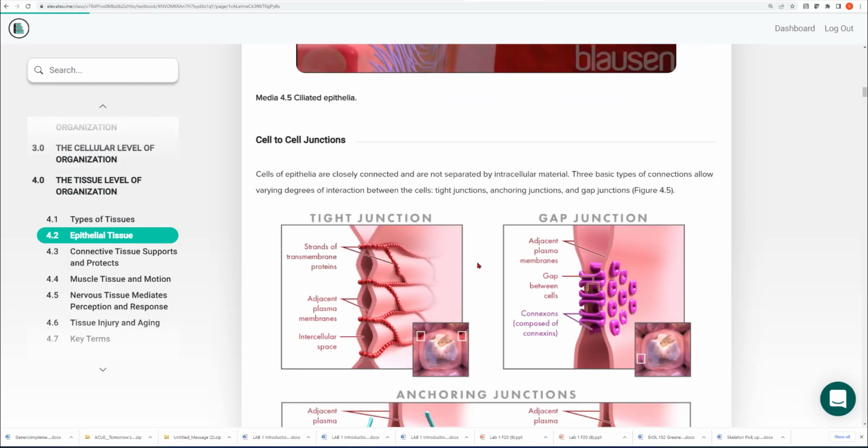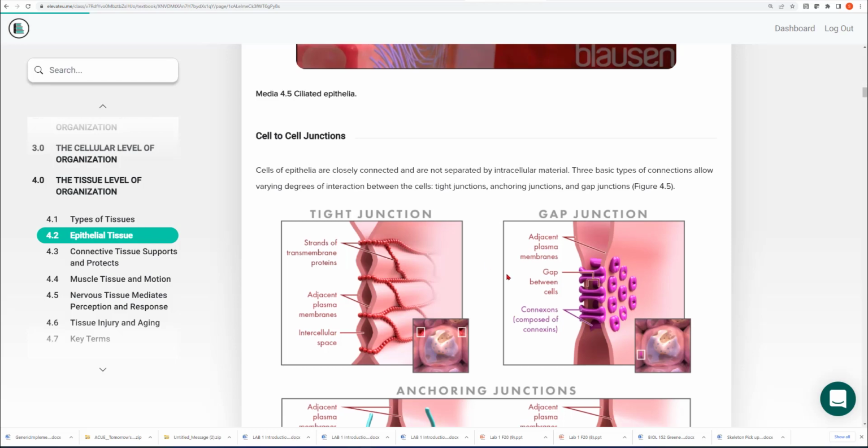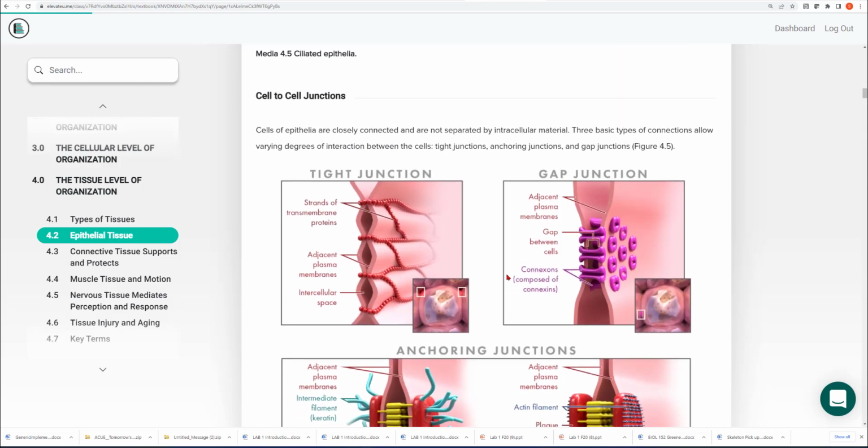So how do the epithelial cells get connected to each other? What is it that holds them together tightly? There are a number of different cell-to-cell junctions. These are basically protein connectors that hold the cells together. In these pictures, what we're seeing are two epithelial cells sitting side by side, and what we notice is that there are proteins that link those cells together.